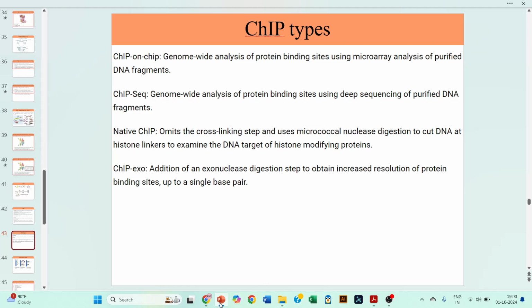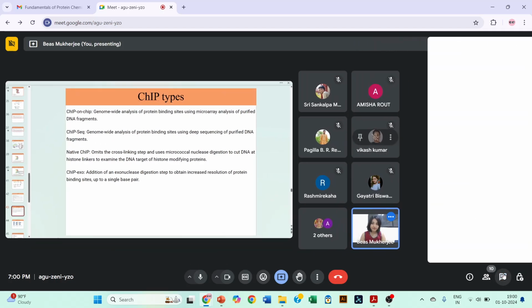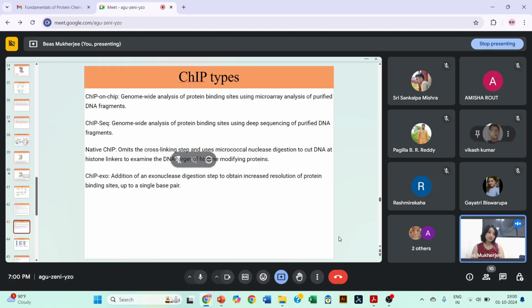Okay. Now there are different variations of this chromatin immunoprecipitation. Okay, so these are very important. You get these as match the following. You get these as MCQs also. ChIP is very important. ChIP-on-chip is also very important. So in ChIP-on-chip, what happens? Genome-wide analysis of the protein binding sites using microarray analysis of the purified DNA fragments. So this first ChIP is for chromatin immunoprecipitation, and the second chip is for microarray chip.